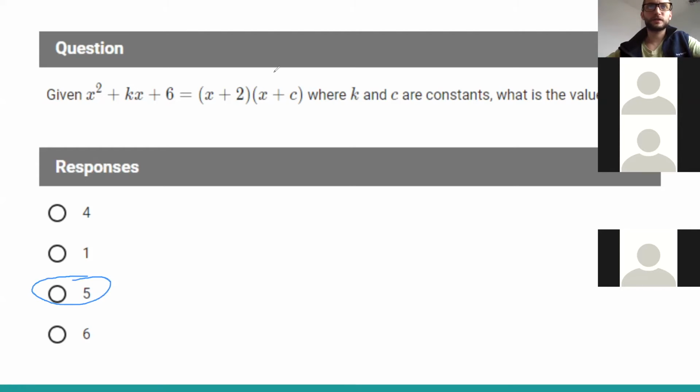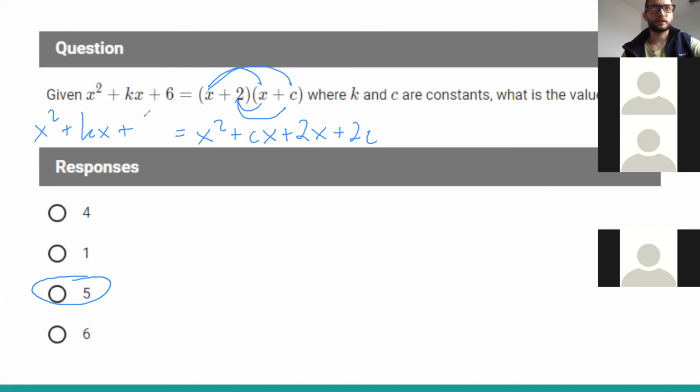For this question, what we need to do is FOIL. Everybody here knows how to FOIL, right? We do first, outer, inner, last. First, x and x is x squared. Outer, x and c is cx. Inner, 2 and x is 2x. Last, 2 and c is 2c. And on the right side, we have x squared plus kx plus 6. So this is what we're looking at: x squared plus kx plus 6 and x squared plus cx plus 2x plus 2c.